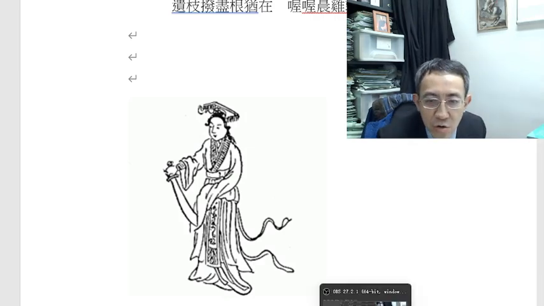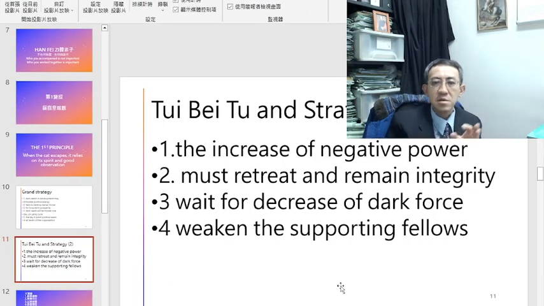So we now turn to the PowerPoint again. The positive forces must weaken the supporting fellows of the dark forces, of the dark emperor or the dark leader. It will quicken or accelerate the final collapse of the dark energy. Now, that's all the strategic points we should remember or learn from the third diagram of the table.